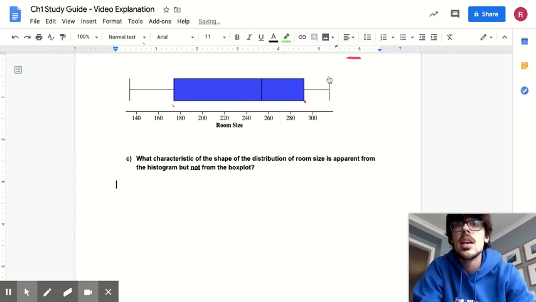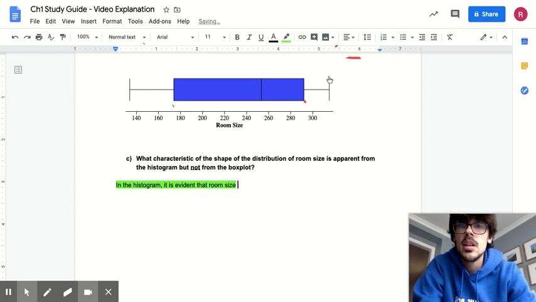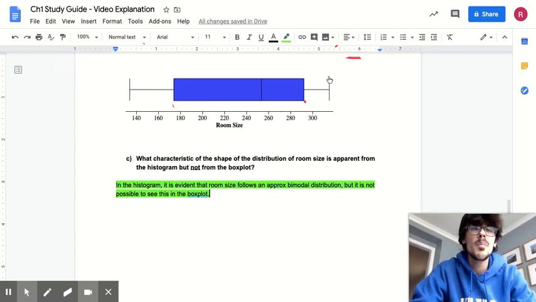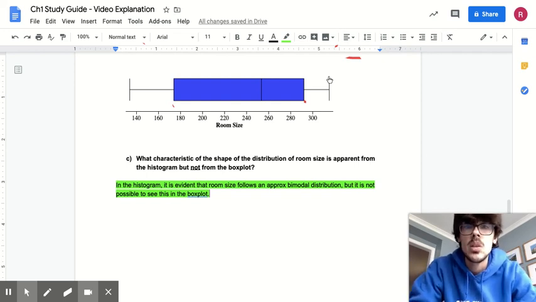So in the histogram, it is evident that room size follows an approximate bimodal distribution, but it is not possible to see this in the box plots. You could add a little more fancy vocab. Don't give too short of answers when you do this. But I believe that is the big thing they're looking for in this question.